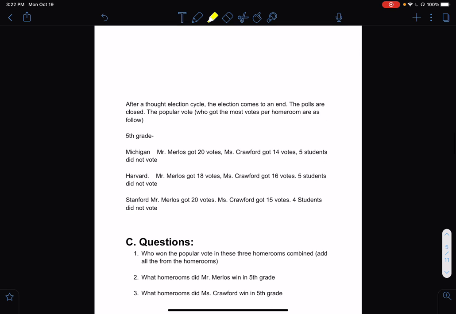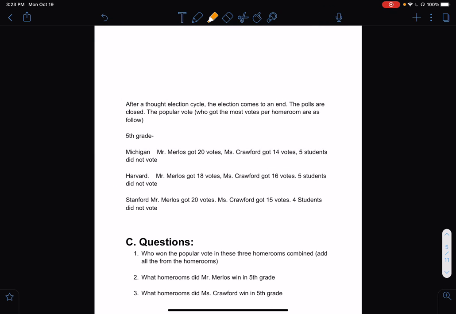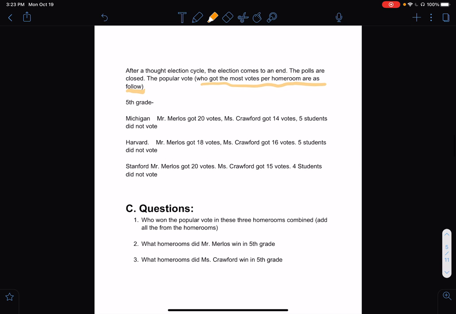After a tough election cycle, the election comes to an end. The polls are closed, so people can no longer vote. The popular vote means who got the most votes per homeroom, right? So in fifth grade, in the homeroom of Michigan, I got 20 votes. Ms. Crawford got 14 votes, and 5 students did not vote. So in Michigan, I win the popular vote, because I got more votes.